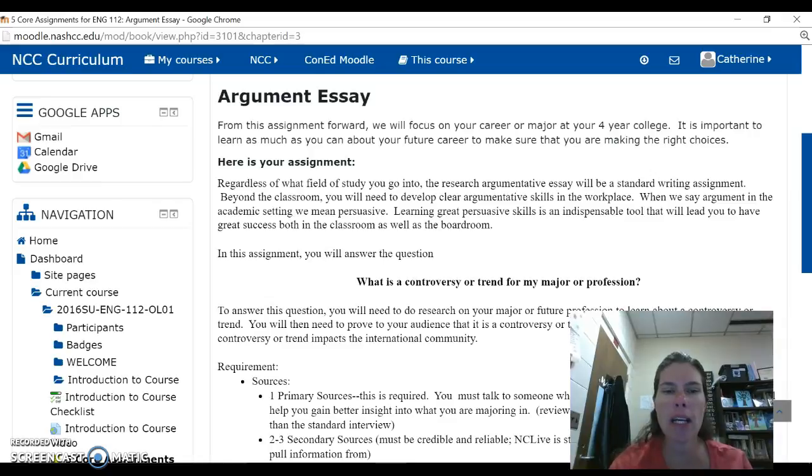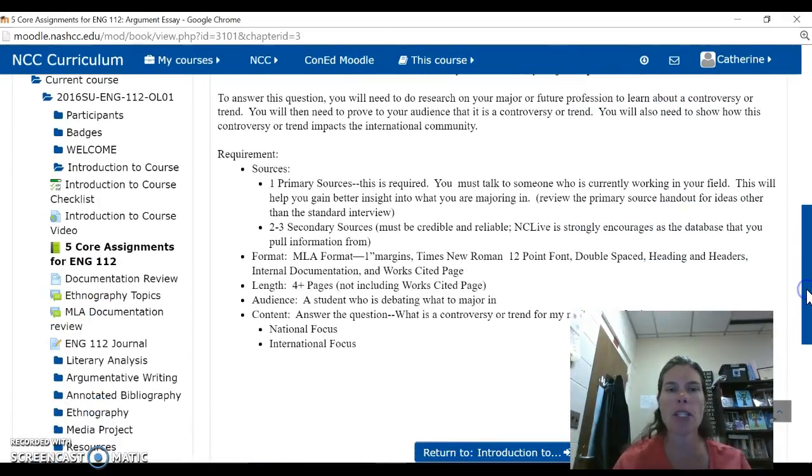So again, your sources. You're going to have one primary source to gain better insight into what you're majoring in. So if you're having a hard time finding someone to interview, please let me know. Your other two sources, because you will have 2 to 3 other sources, will be from credible and reliable sources. So NC Live is a great source.